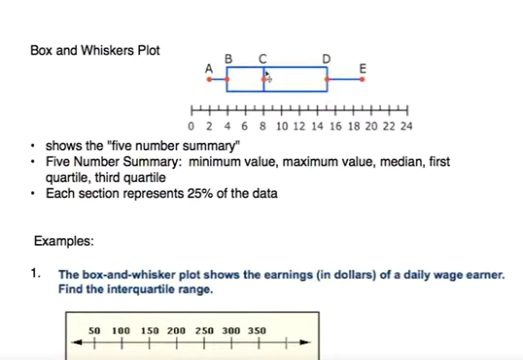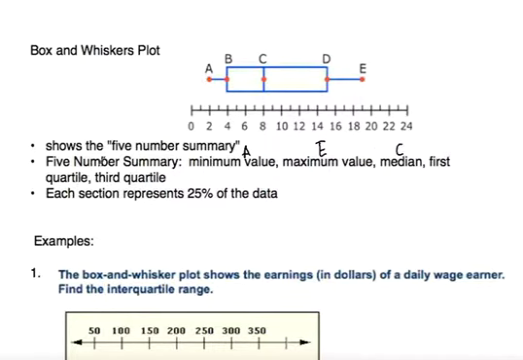Box and whisker plots are important because they show the 5-number summary. We call it the 5-number summary because it's 5 different important statistical values that you've already talked about. You've got your minimum value, which in this case would be A. Your maximum value, which would be E. The median, which would be C.